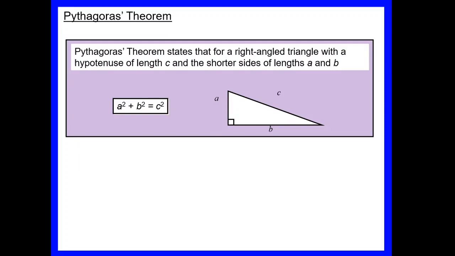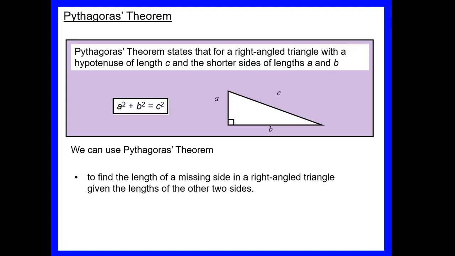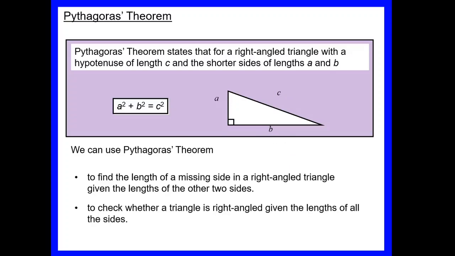Okay, so we've stated that Pythagoras' theorem is A squared plus B squared equals C squared. Well, why do we need to know this? There are two things that Pythagoras' theorem is useful for. The first one is to find out the length of any missing side in a right angled triangle given the lengths of the other two sides. So if they tell me the length of A and B, I could find C. If they tell me C and B, I could find A, etc. And also to check whether a triangle is right angled. So if we're given all three lengths, we can check if that triangle is actually a right angled triangle or not.